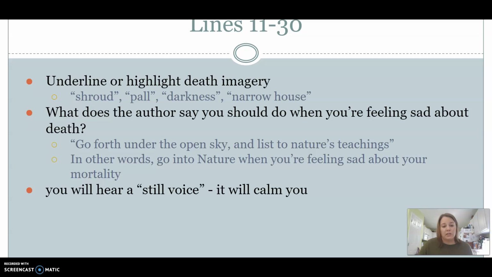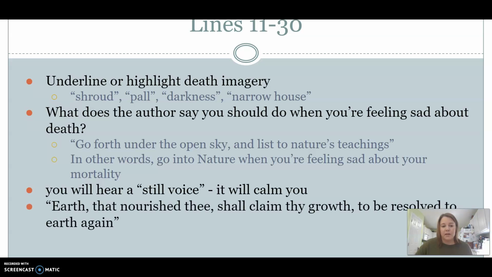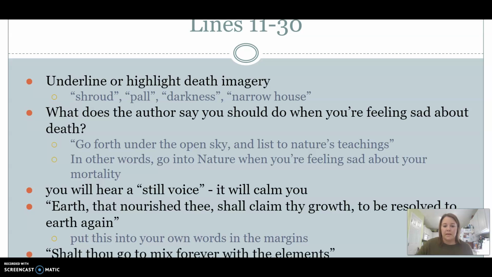And when you go into nature, you will hear a, quote, still voice. This still voice will calm you. This is the author's advice to his readers. We should take comfort in this knowledge that earth that nourished thee shall claim thy growth to be resolved to earth again. Put this into your own words in the margins. He also says, sort of continuing that idea, you should highlight this line if you want to, shalt thou go to mix forever with the elements.